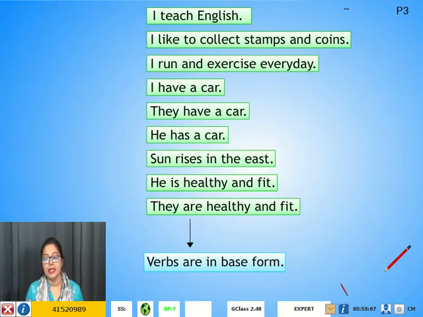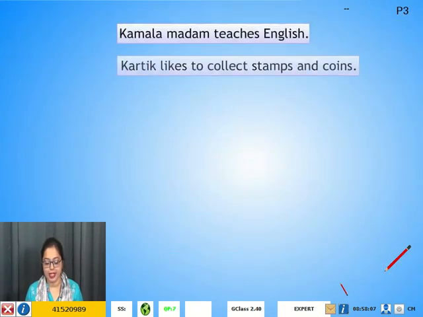So see here, one sentence is written that all the verbs that we have discussed in each and every sentence are in the base form. You know what is base form? That means the first form of the verb. When a verb is in the first form, we call it a base form. I hope this much is clear to you all. Very good. Now let's go to the next screen.